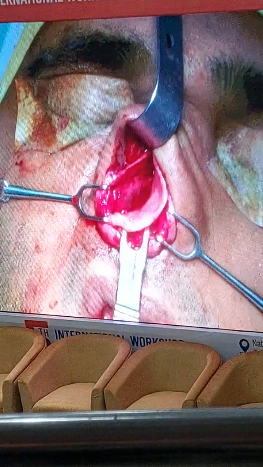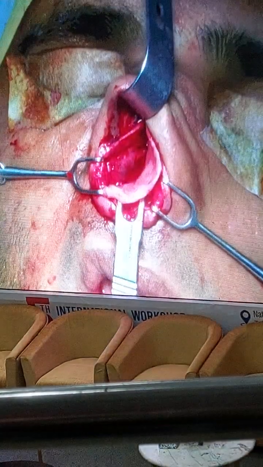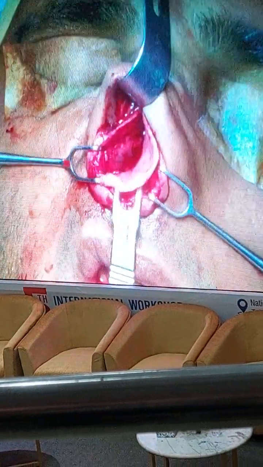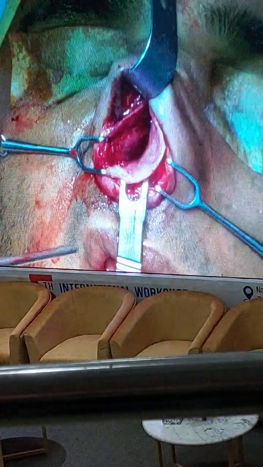Give me the suction. Give me the lateral speculum. Yes.